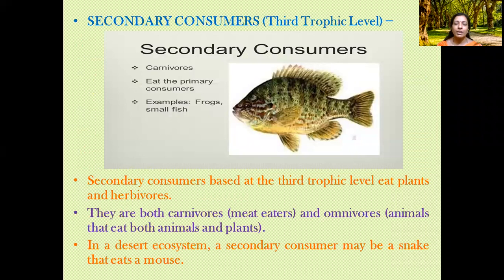The third trophic level consists of secondary consumers. Secondary consumers eat plants as well as other herbivores. Those animals which eat other animals are known as carnivores, and those animals which eat both plants and animals are known as omnivores. So, secondary consumers consist of carnivores and omnivores, those living organisms which feed on other plants and animals.